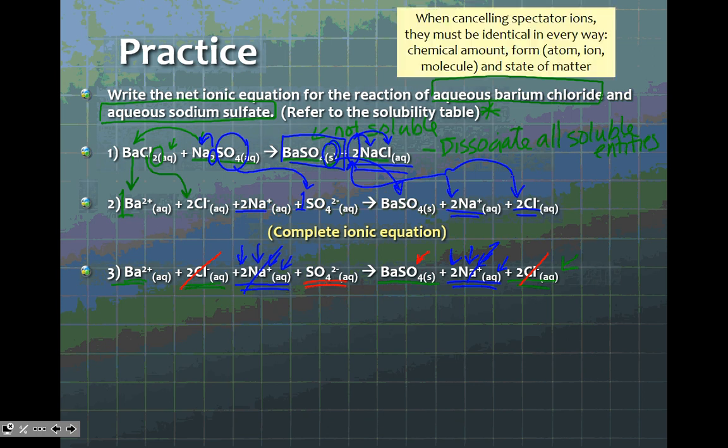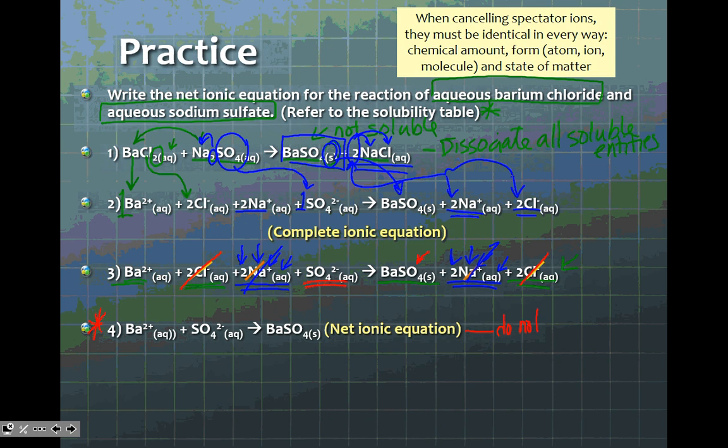So then what we do is we go ahead and write out the equation again, not including the entities that are canceled out. Okay? And we get something called the net ionic equation.